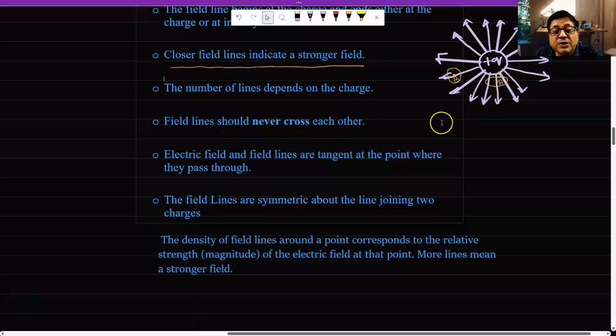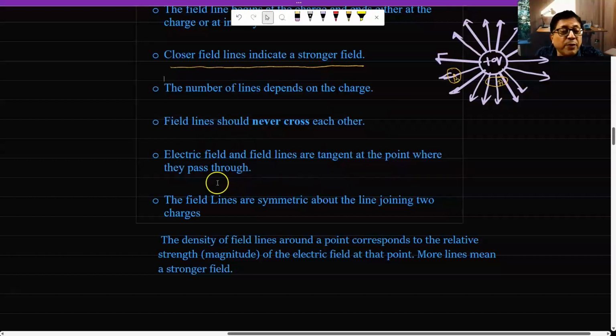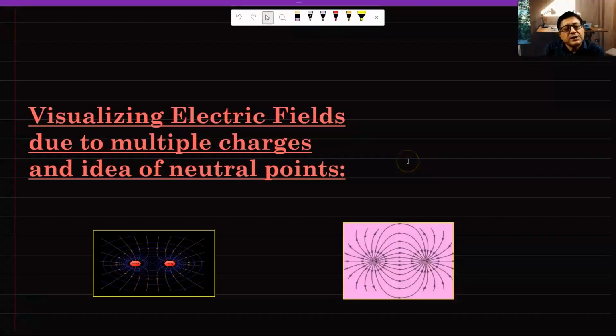Field lines should never cross each other. Told you earlier, electric field and field lines are tangent at the point where they pass through. Field lines symmetric. I told you so many times. Whenever you are drawing field lines, it must be symmetric. Don't be influenced by my drawing that one is small, the other one big, not like that. When you will draw symmetrically. Okay. I'd like to discuss some problems based on electric field lines. But once we recap all the topic, it will be better.